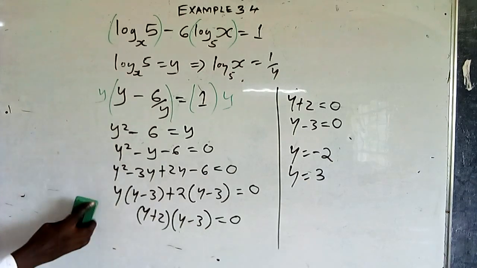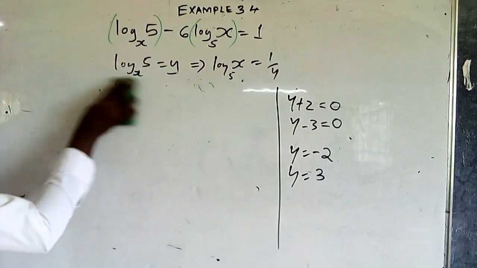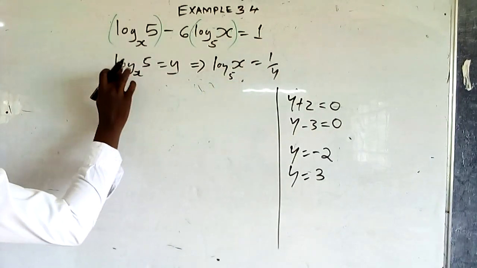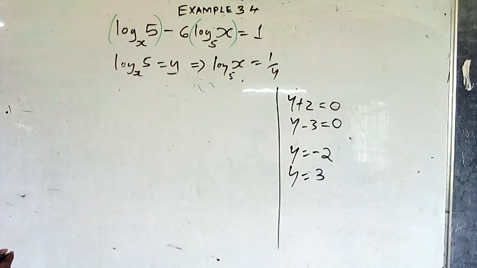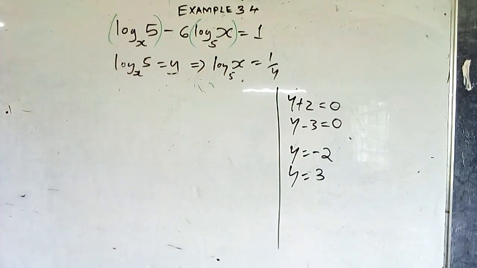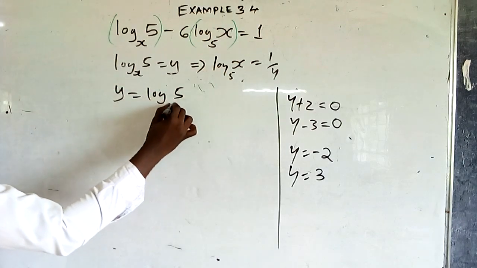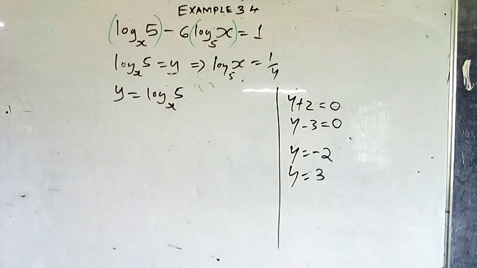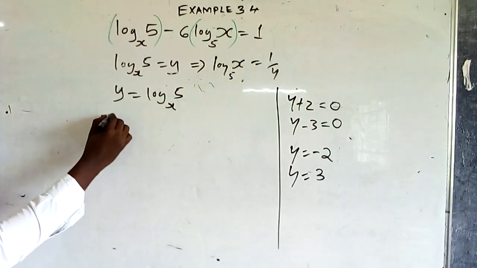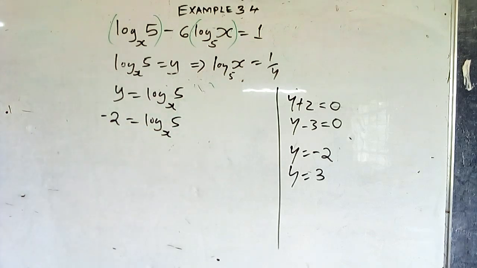Can you now get x? What is x? Log 5 to base x is y, so you put y equals log 5 to base x. Remember, y equals log 5 to base x, that is what you let. Where there is y, the first value of y is negative 2. So it means negative 2 equals log 5 to base x.